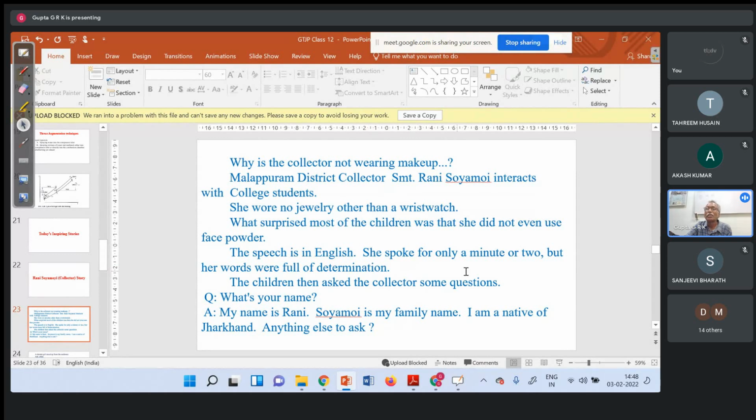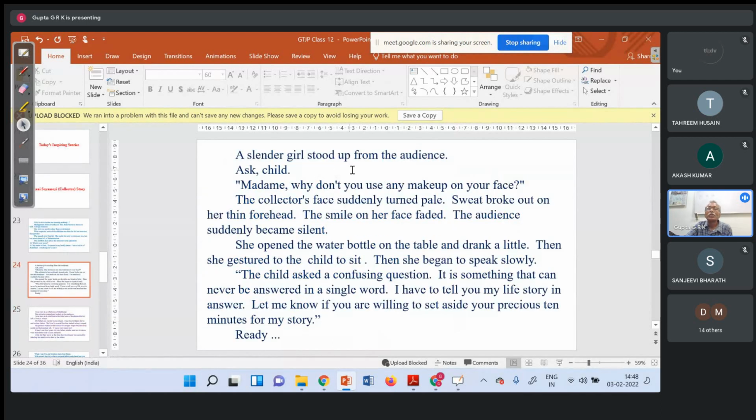She spoke for only a minute or two, but her words were full of determination. The children then asked the collector some questions. What's your name? My name is Rani Soyamoi. Soyamoi is my family name. I am a native of Jharkhand. Anything else to ask? A slender girl stood up from the audience and asked, Madam, why don't you use any makeup on your face? The collector's face suddenly turned pale.